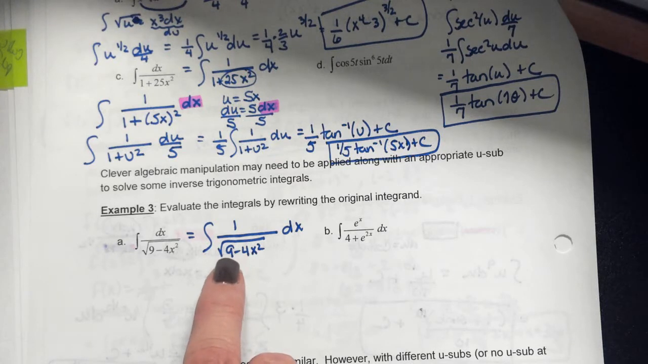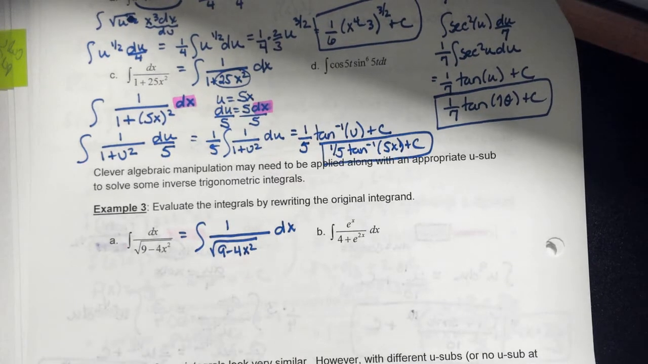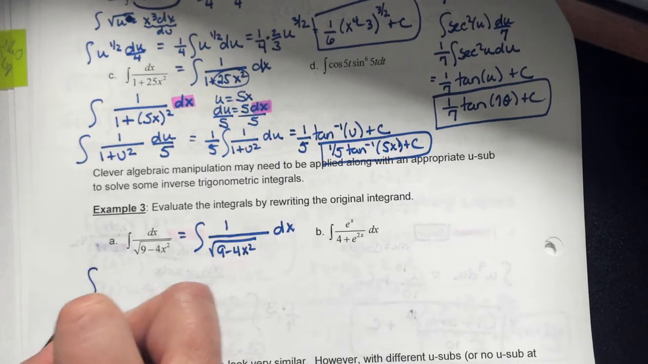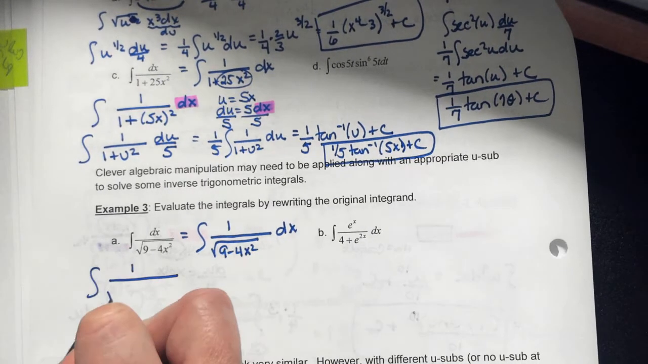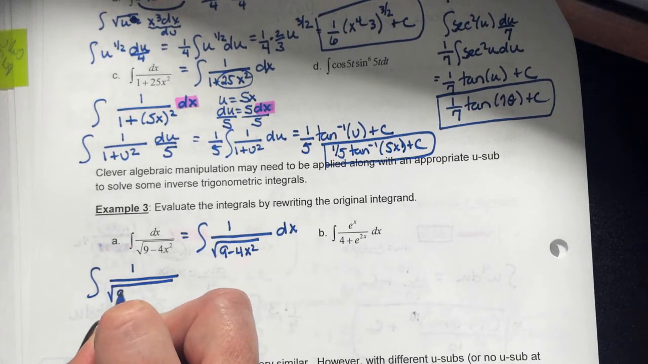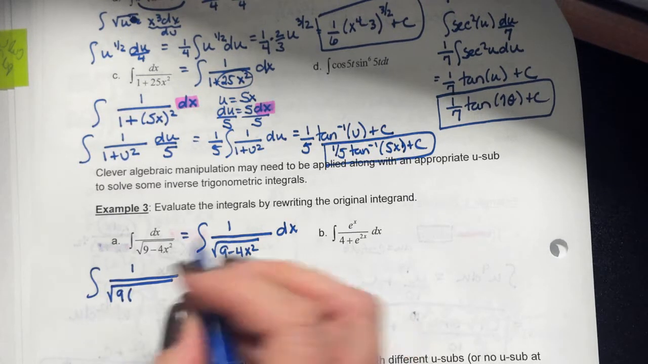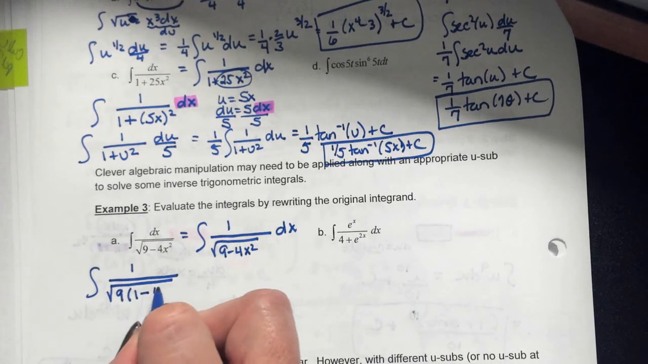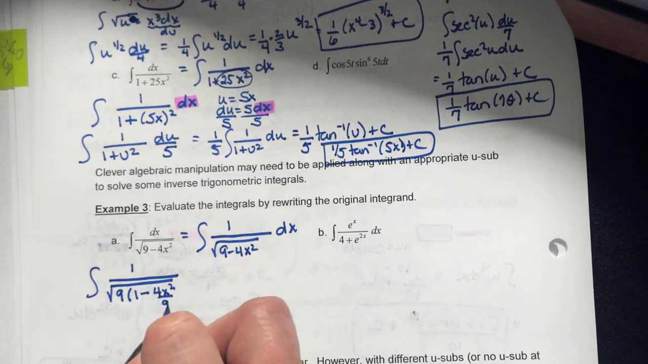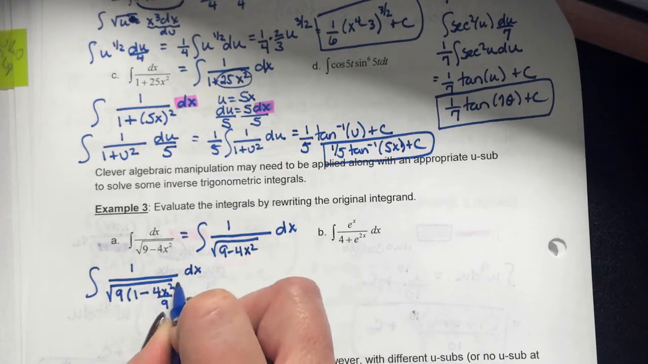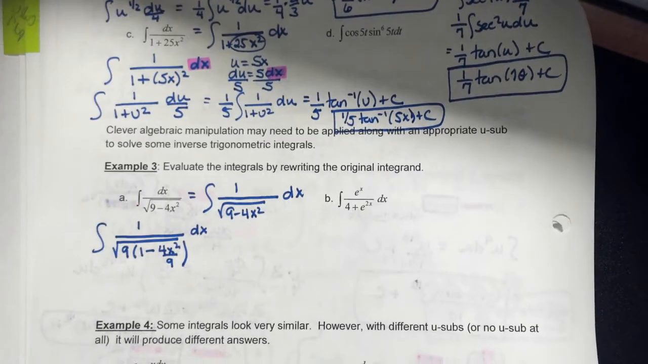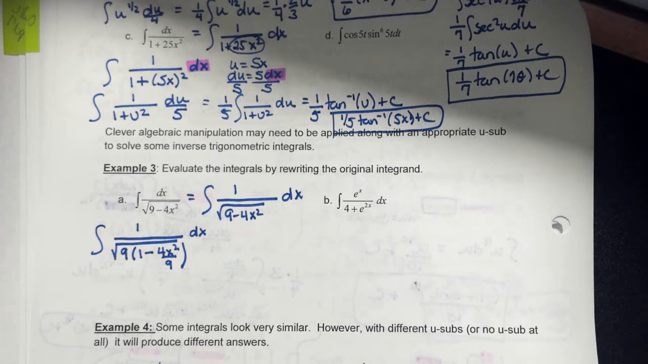In order to do an inverse trig, we have to factor a 9 out of what's underneath the radical. So when I pull out that 9, that's going to give me a 1 minus 4x squared over 9 dx. You agree with me? I haven't changed the value of the denominator. I've just changed the appearance. Do you agree with that? Because if I were to redistribute the 9, it would be equivalent.